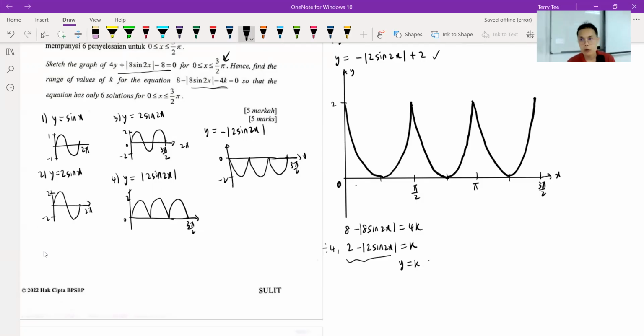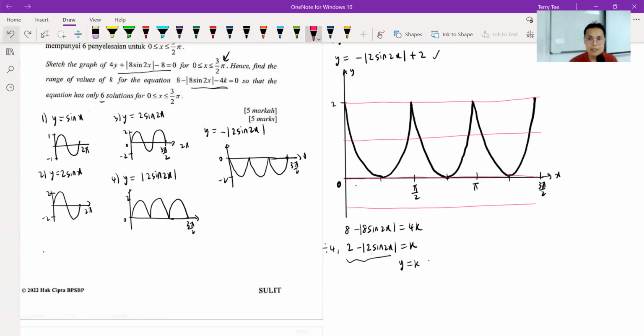Now we know y equals k is a horizontal line. So to draw a horizontal line such that we have exactly 6 solutions, and remember, the number of solutions is the number of intersections, we can draw it here. If I draw a horizontal line here, how many solutions do you have? 0. If I draw it here, you have exactly 3. If I draw it here, I'll have 6. If I draw it here, I'll have 4. If I draw it here, I have none, right?